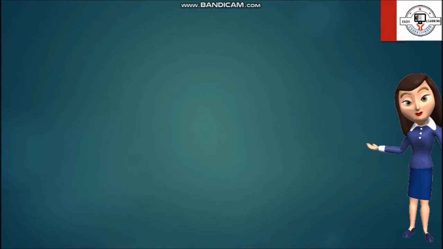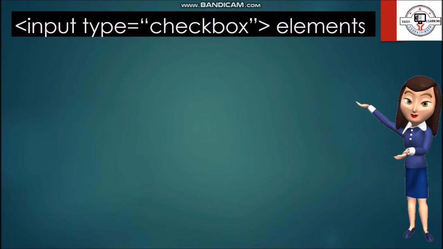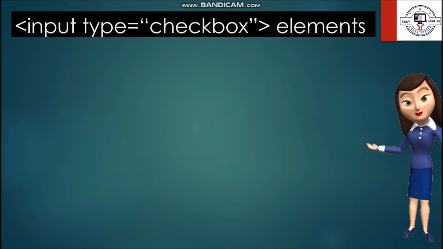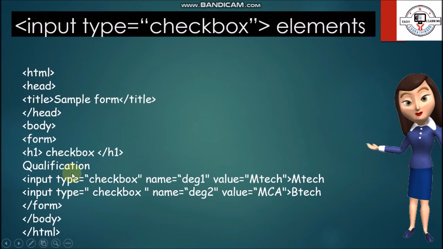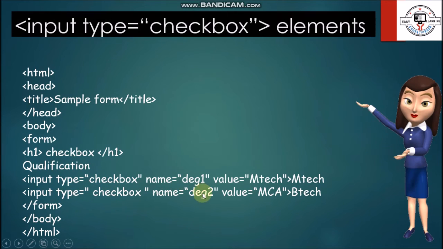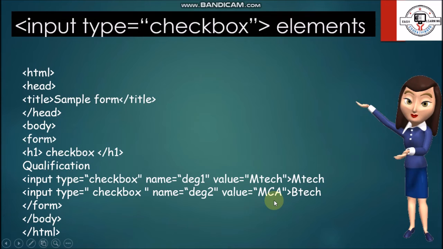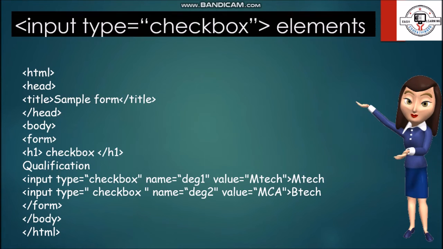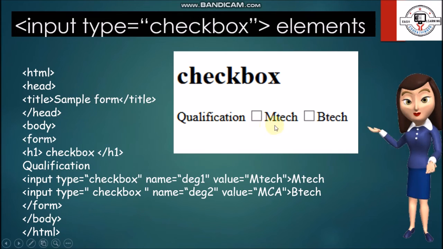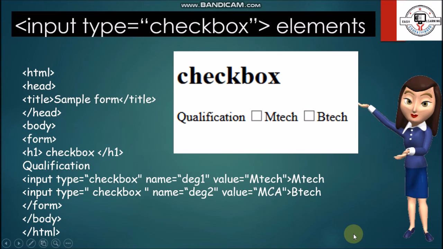Similarly, let's take the next one. Input type checkbox. In the checkbox, we have the capability to select multiple options. This is a simple example. Here I am taking the qualification. Input will be checkbox, and for name we have to take different names, and the values I have taken here are MTech, MCA, because we can have multiple qualifications. For that purpose we need a checkbox. See the result here: qualification, MTech, BTech. So we can select both. This is the difference between the radio and checkbox button.